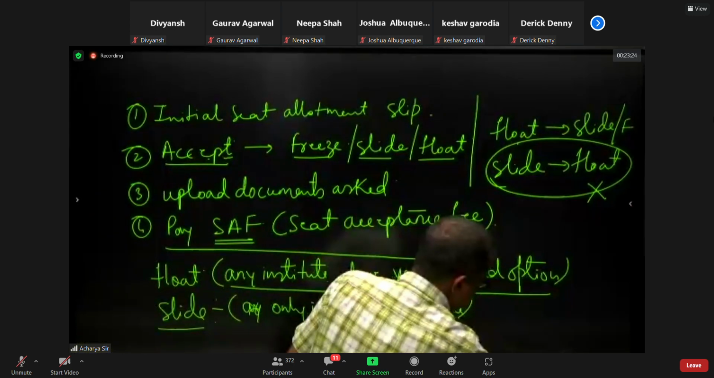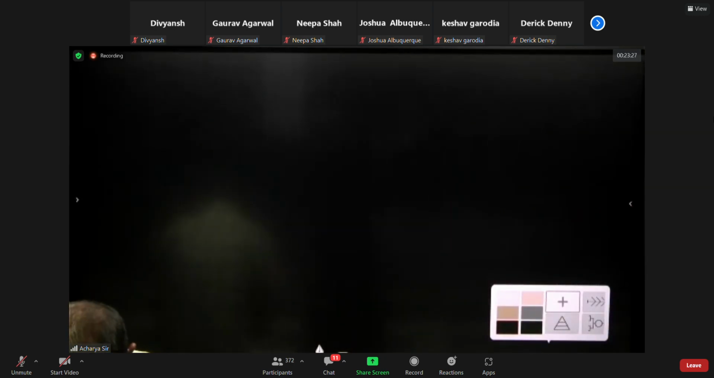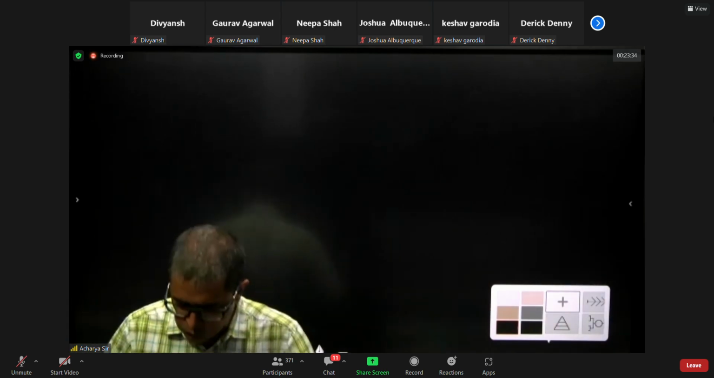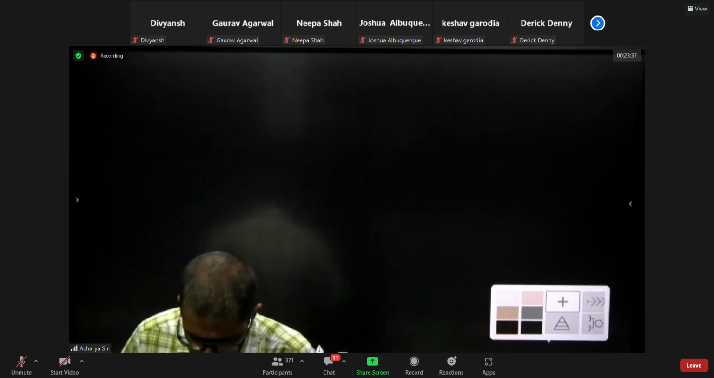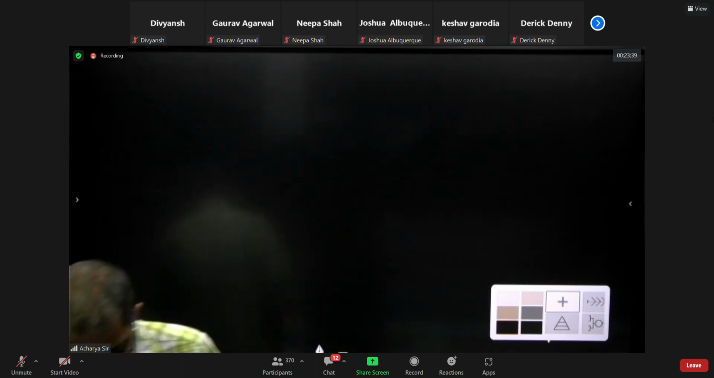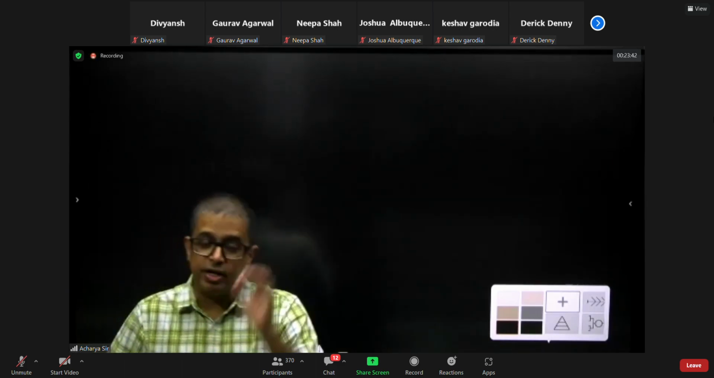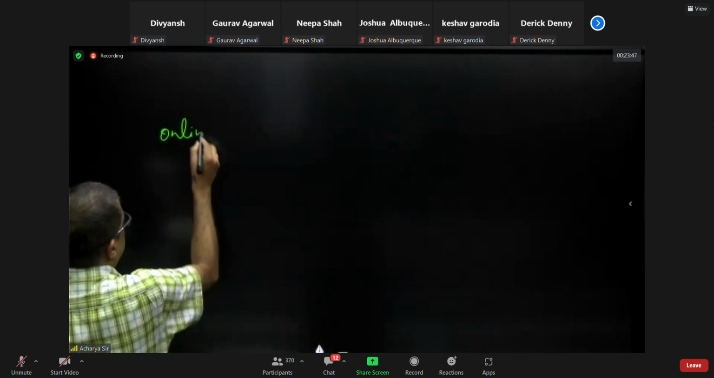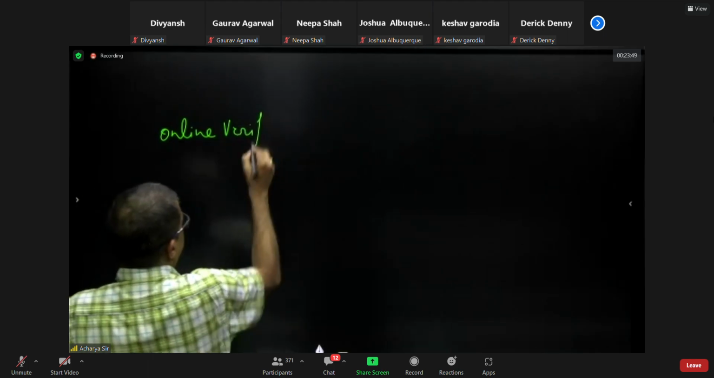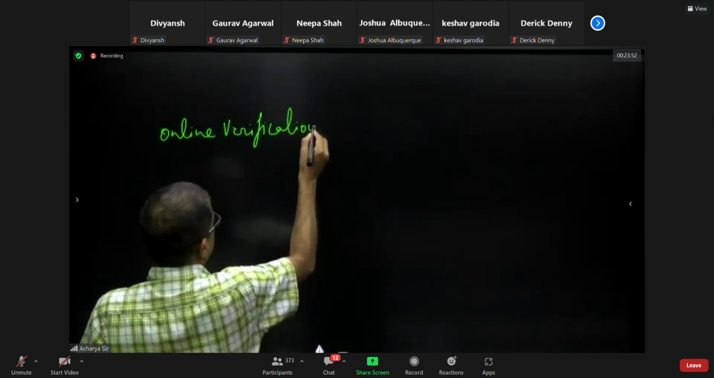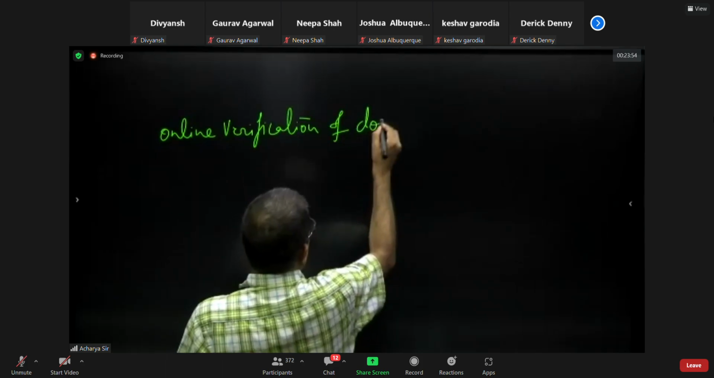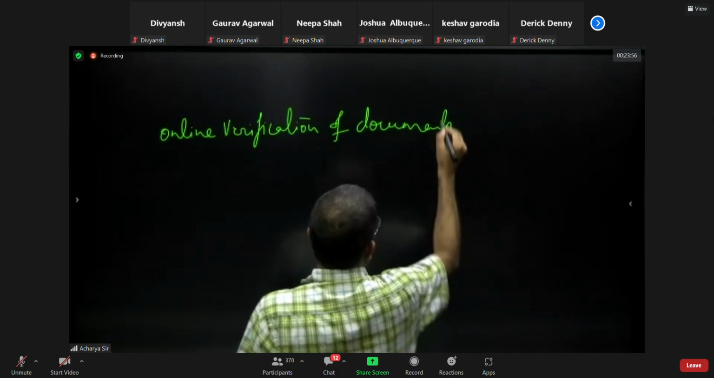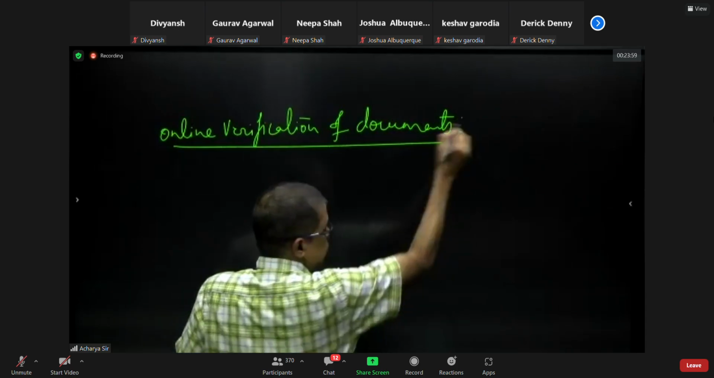Now, coming to the next stage of this application, something that they are insisting on. Once you have got provisional seat allotment letter, there will be online verification of the documents. Please be very careful with this.